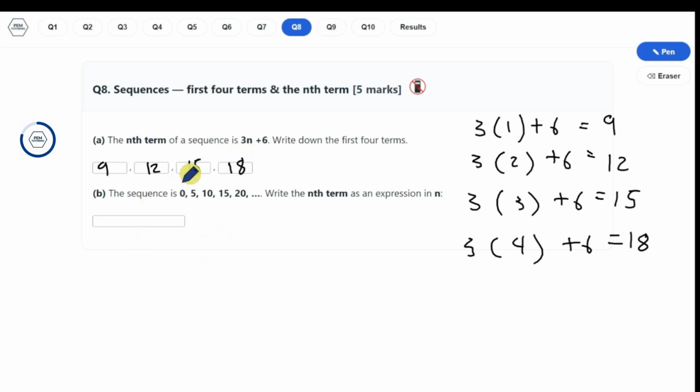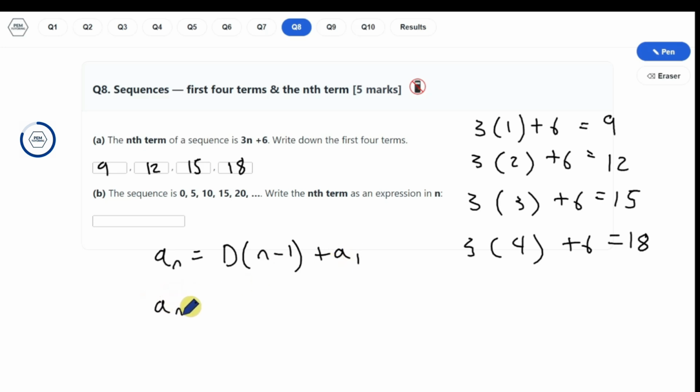The sequence is 0, 5, 10, 15, 20. Write down the nth term as an expression. So we want to find the nth term of this sequence. The formula to remember is the nth term an equals d times n minus 1 plus a1. So d there is the common difference, and a1 is the first term.